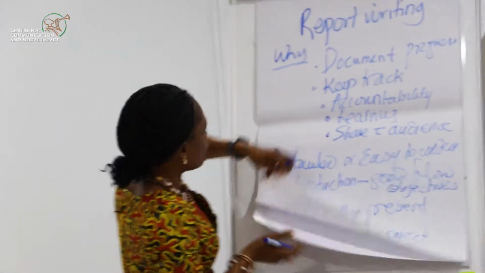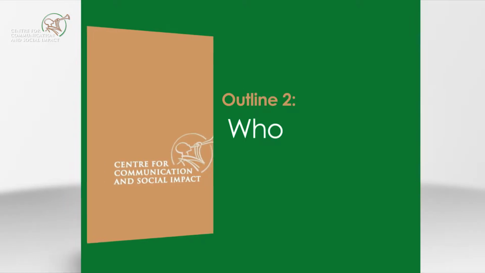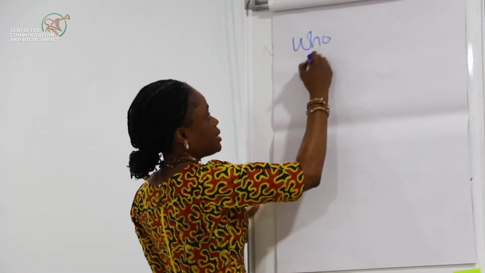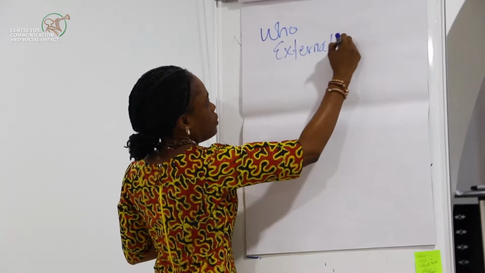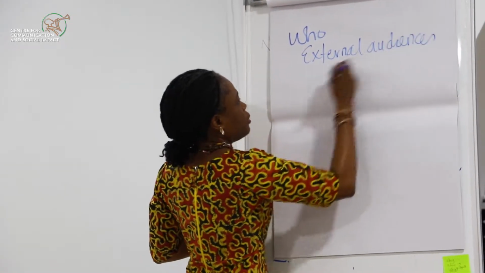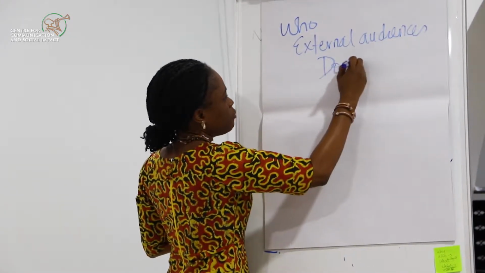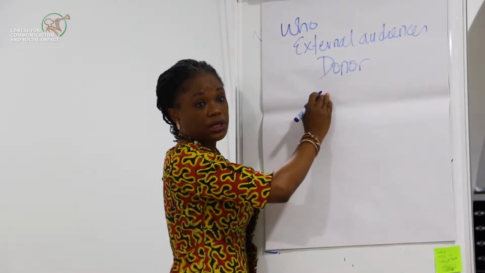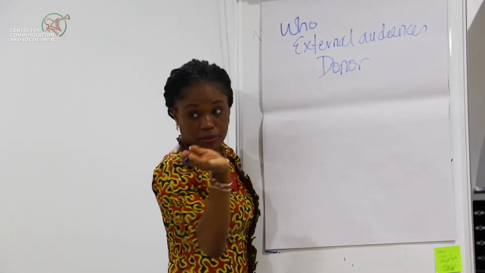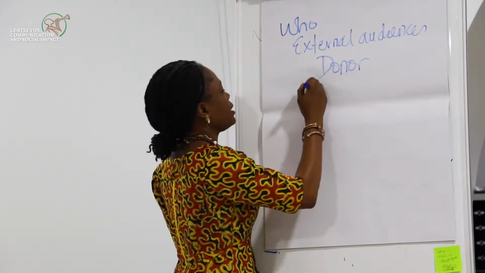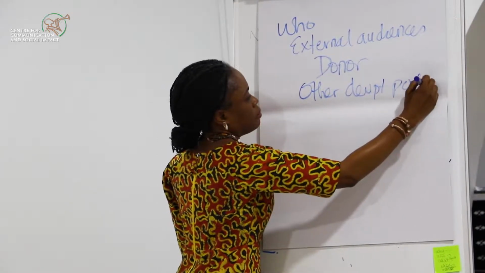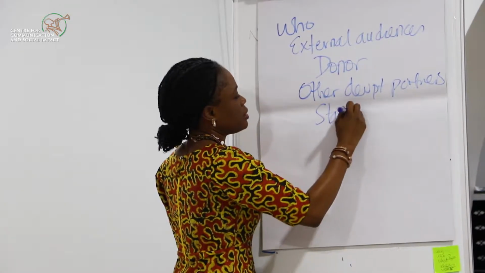Who are we writing for? Who are we writing reports for? We've talked about the external audience. Can we break this down? Who are the external audience? Like the donors. I'm happy that you started with that, because if your donor is not happy with your report, funding is going to stop. Next. Who else are we writing for? Other partners, other development partners. Who else? Stakeholders, like government.